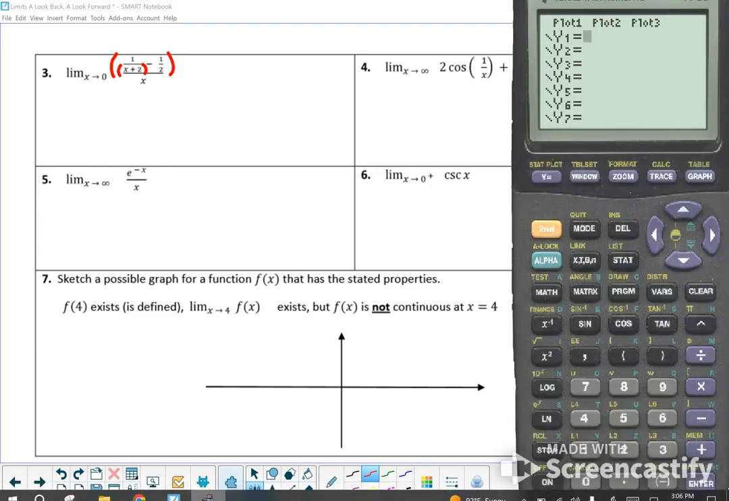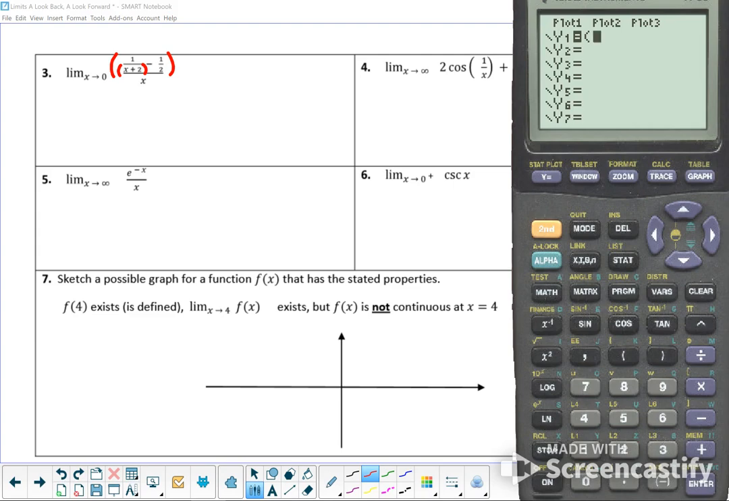So I'm going to go ahead and graph it. It's going to be parentheses 1 divided by parentheses x plus 2, close that parentheses, minus 1 divided by 2, close that parentheses, and then divided by x. Okay. I'm going to graph that and do zoom 6 to reset everything and see if I know what's happening at x equals 0.